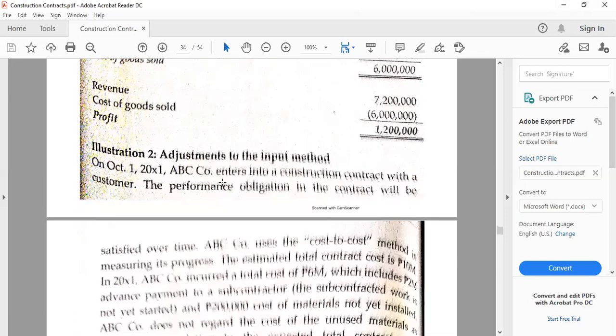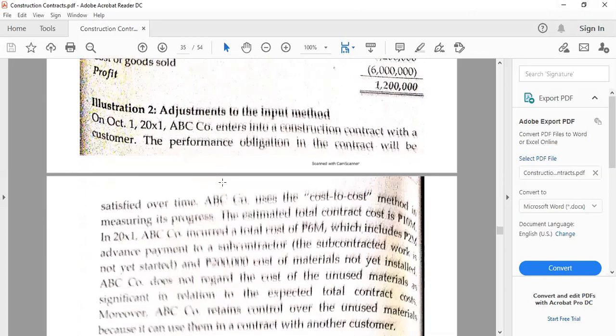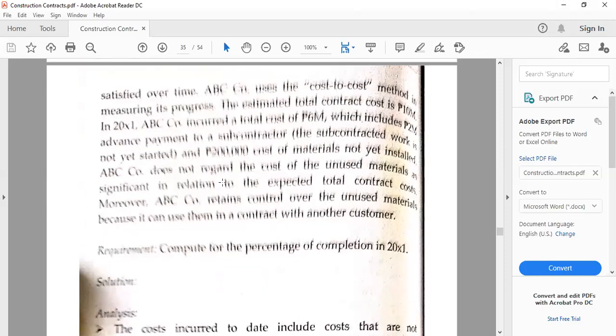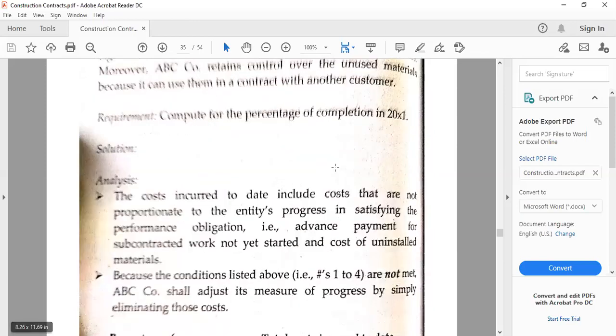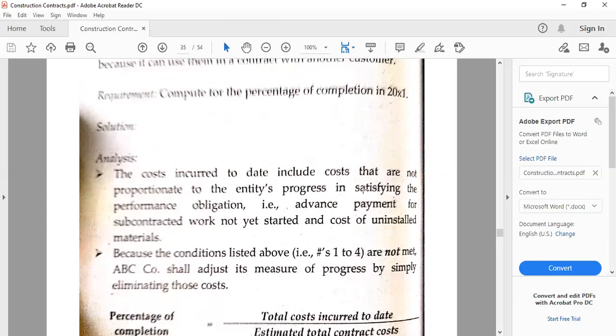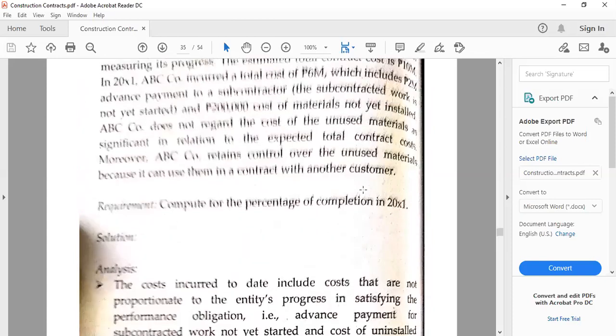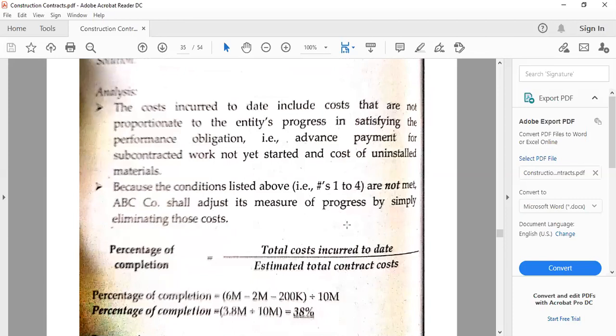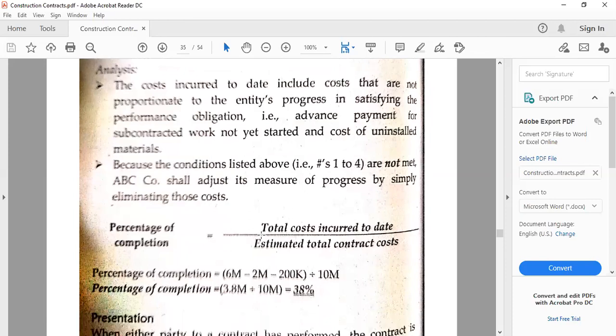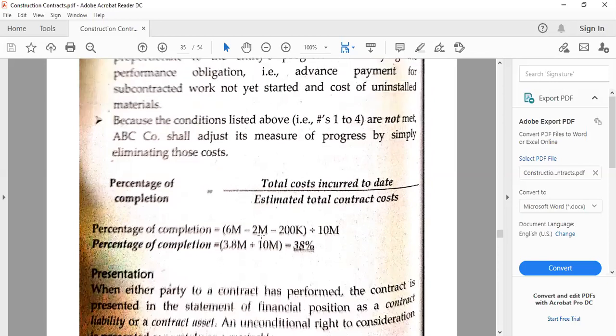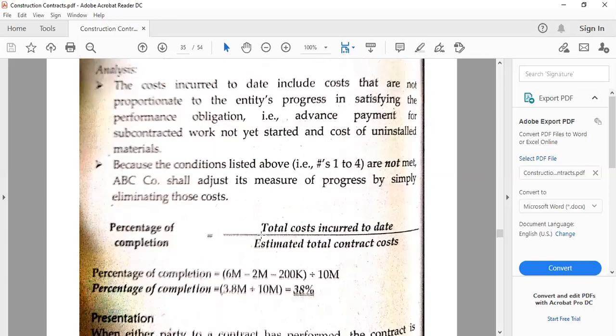Next, for illustration 2, adjustments to the input method. As we've said, again, only the costs related to construction that are actually incurred shall be included. So that's why here, as explained, the conditions listed above from numbers 1 to 4 are not met. Therefore, we are going to adjust the measure of progress by simply eliminating those costs.